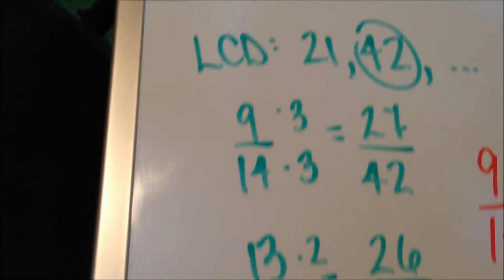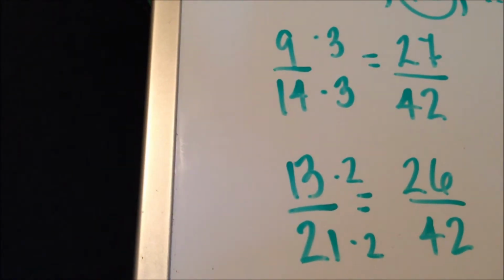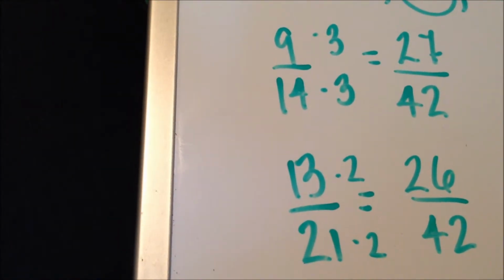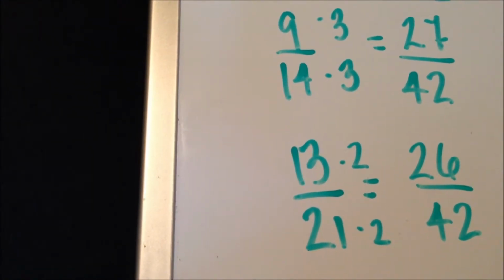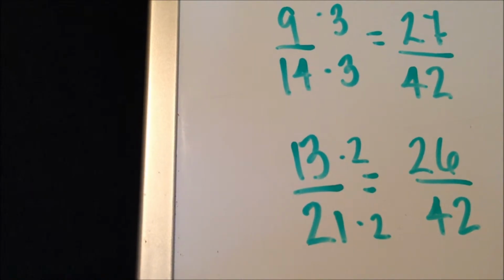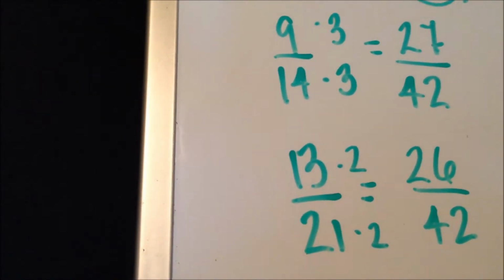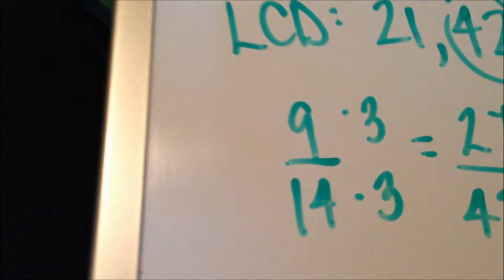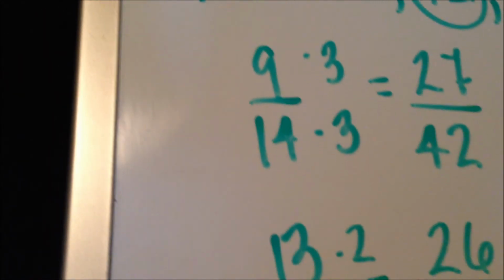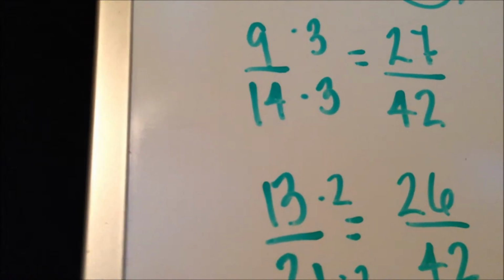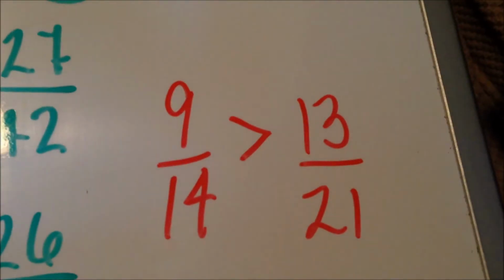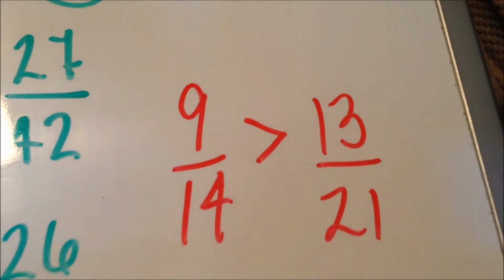So now let's create equivalent fractions. 9/14 becomes 27 over 42 by multiplying by 3 over 3. And then 13 over 21 becomes 26 over 42 by multiplying by 2 over 2. You can tell that this fraction is bigger than this fraction because 27 is greater than 26. So our final answer is 9/14 is greater than 13 over 21.